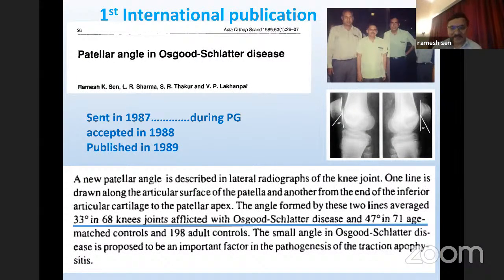They were not happy with the quality of X-ray. They asked me to send one X-ray in which normal and the abnormal sides are there. I sent it and they published. And you see these four teachers, the three teachers of mine, all my 22 publications during my residency carry the same name profile, Ramesh Kumar Sen, Ella Sharma, Asra Thakur, and VP Lakhanpal, my teachers and myself. All my papers are like that, because my data was given by all of them. Everybody's OPD, any case of musculoskeletal disease comes, sent to Dr. Sen. So I was getting all that data from my teachers.